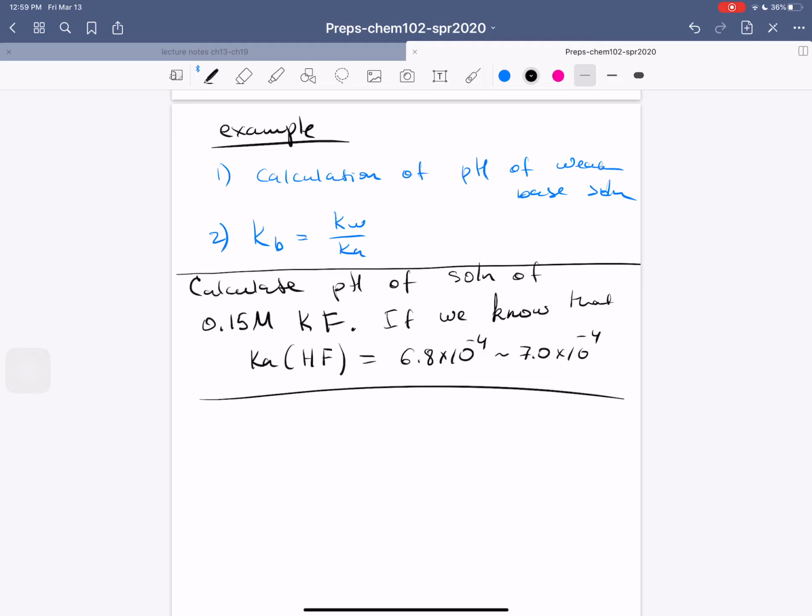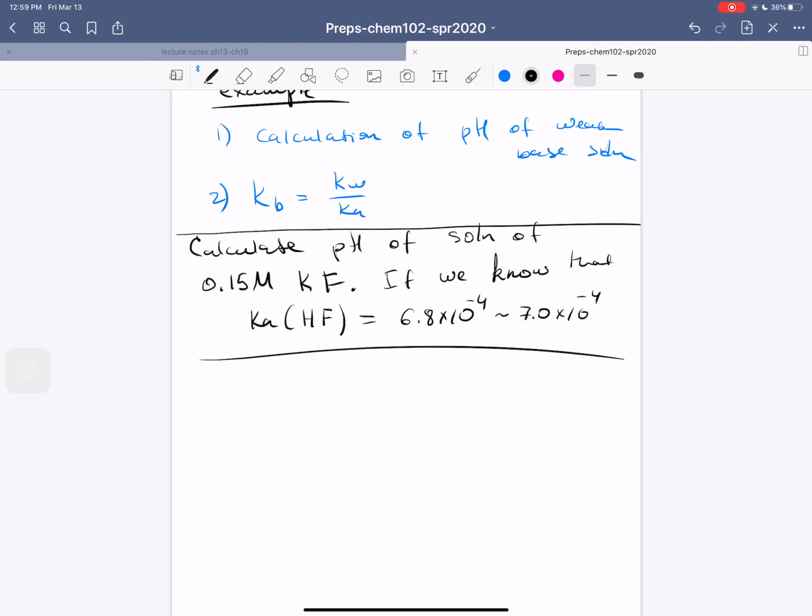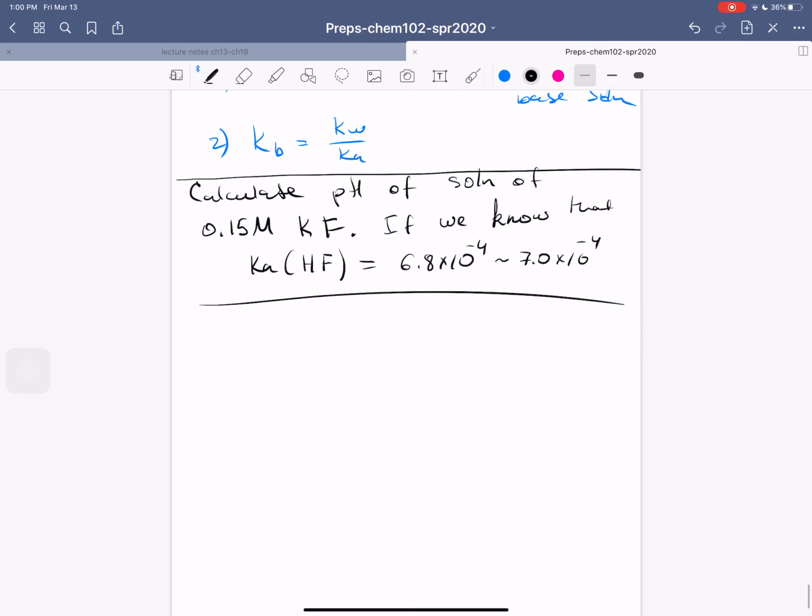Okay, so first of all, let's think what we have here. What we have here is the specific solution of potassium fluoride. Potassium fluoride is a salt, right? So all salts of potassium are strong electrolytes. So what does it mean?